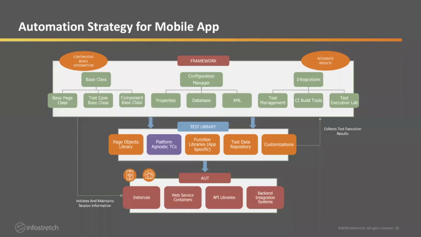So at Infostretch, this is the overall strategy we generally follow with our various customers. As I said, we have built an open source framework called QAF, Qmetry Automation Framework, and it supports web, mobile, and API automation testing. It has many good inbuilt features to handle mobile native and hybrid apps.